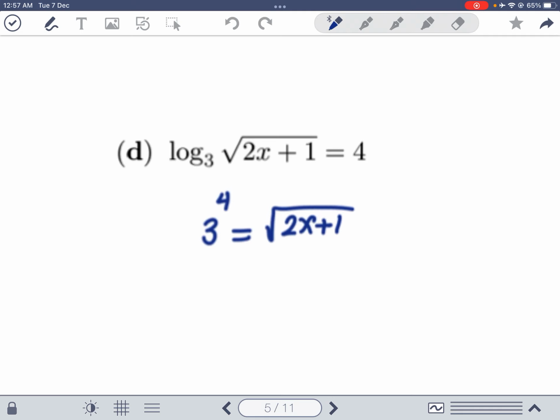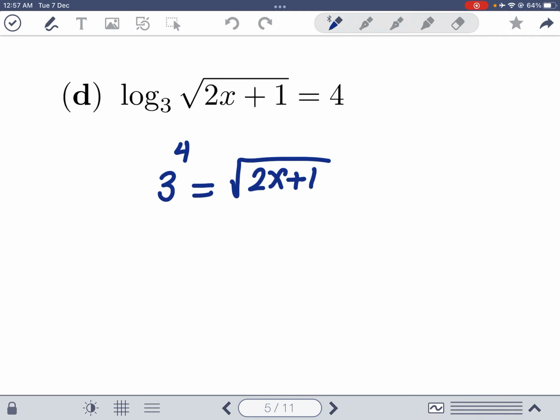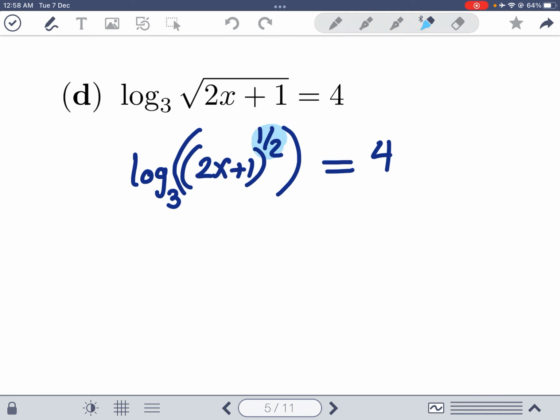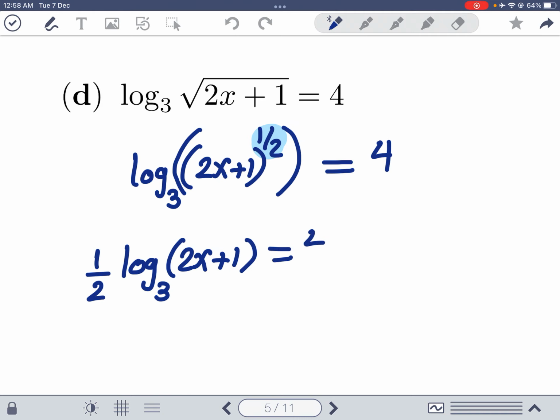Good. So now, one thing you can do, and I told you to do it, you can still manage with this, but how about we do this first? I told you to always try to make the logarithm as simple as possible. So this is log base 3 of 2x plus 1 to the power half. Remember, square root is power half. This is equal to 4. And so now this power will go down, and you'll get half log base 3 of 2x plus 1 equals 4.